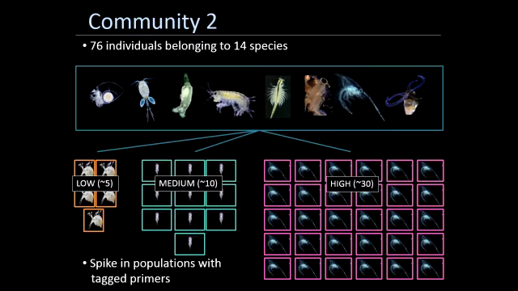And then I used that same approach for a second community, which instead of having single individuals, had multiple individuals per species. So I had in total 76 individuals of 14 species. I again had a core community where everything was mixed together, but then I had these populations that were separately DNA extracted and PCR amplified with the tag primers. And where possible, I had populations of different size for the same species. So again, looking at whether, if we introduce multiple individuals, what effect does that have?